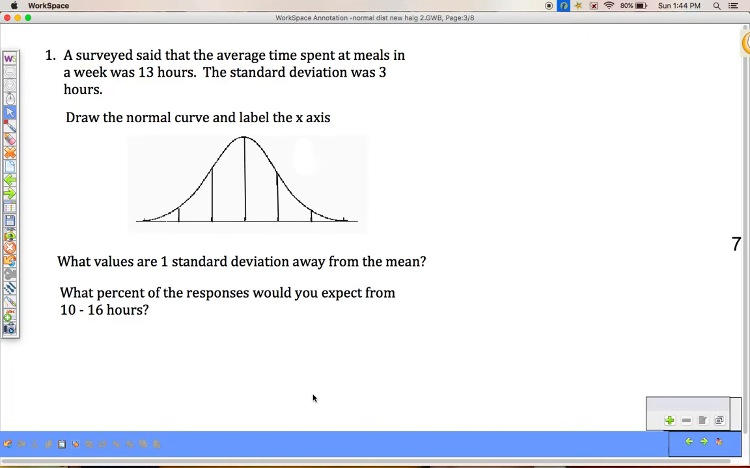All right, a survey said, let's say survey, not surveyed. A survey said that the average time spent at meals in a week is 13 hours. The standard deviation was 3 hours. I'm going to ask you to draw the normal curve and label the x-axis.